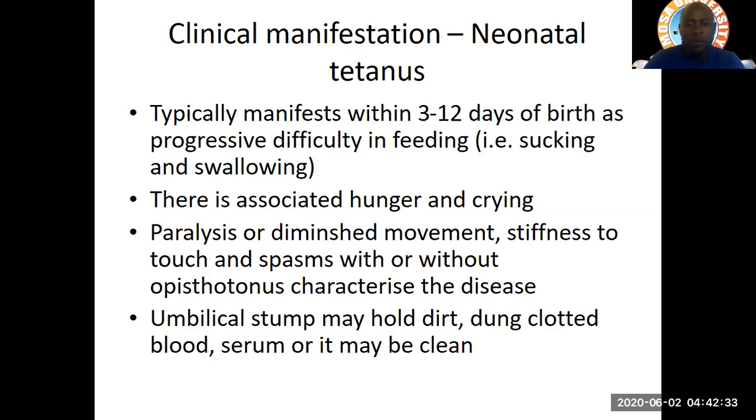So if we remember, we talked about the causes of tetanus. Sometimes the umbilical cord may become the source of infection, or the source of where this tetanus grew from. You may find that the umbilical stump where we clamp the umbilical cord is dirty, or it may be smeared with cow feces. Sometimes it may be clean.